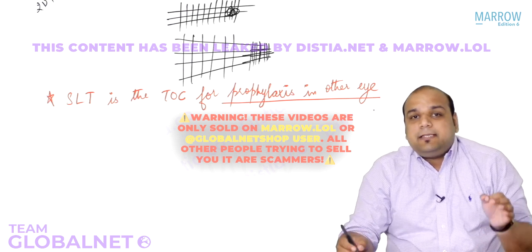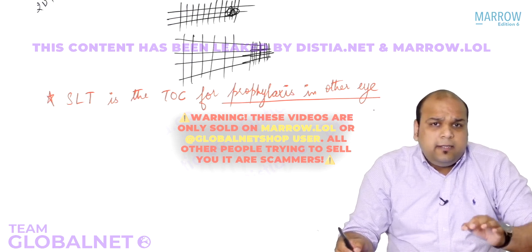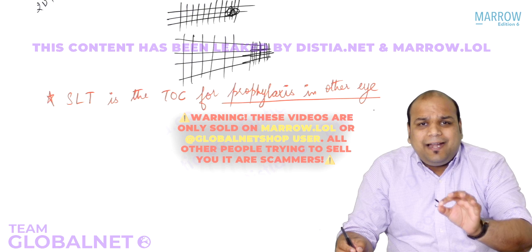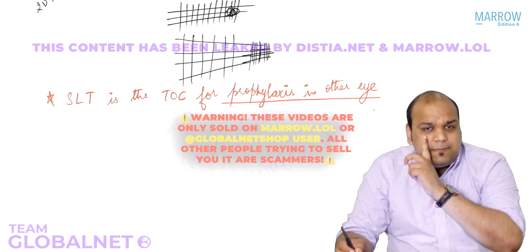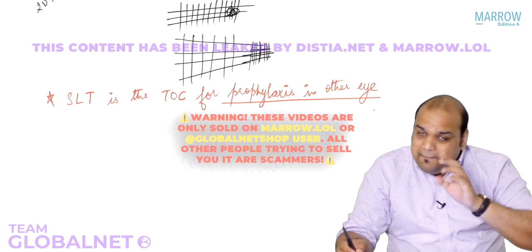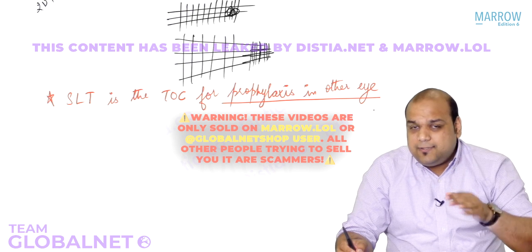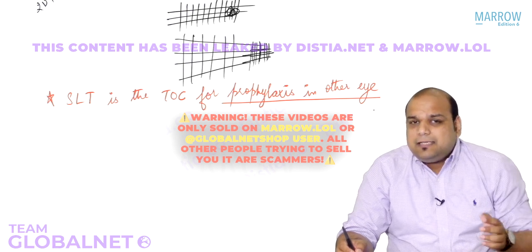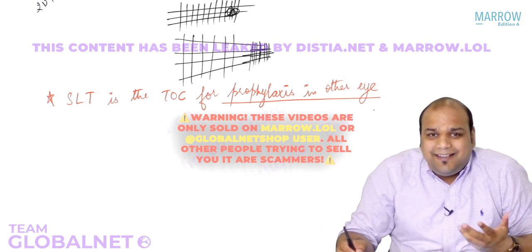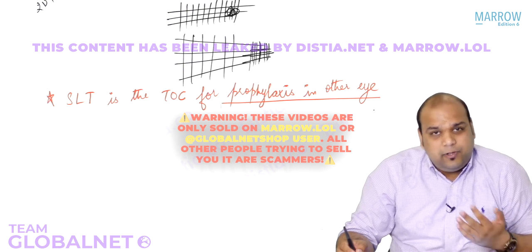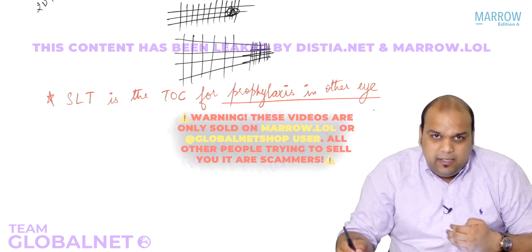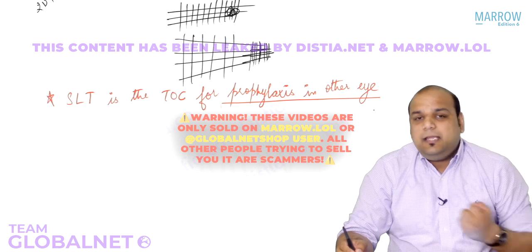Why do we say prophylaxis in the other eye? Because we have already noted that open angle glaucoma is usually bilateral. We know it has presented in one eye, it will present maybe a little while later in the other eye. So prophylactically we are doing selective laser trabeculoplasty in the other eye to prevent it. For treatment in the eye which has occurred, and for prevention, it is the treatment of choice in the other eye.